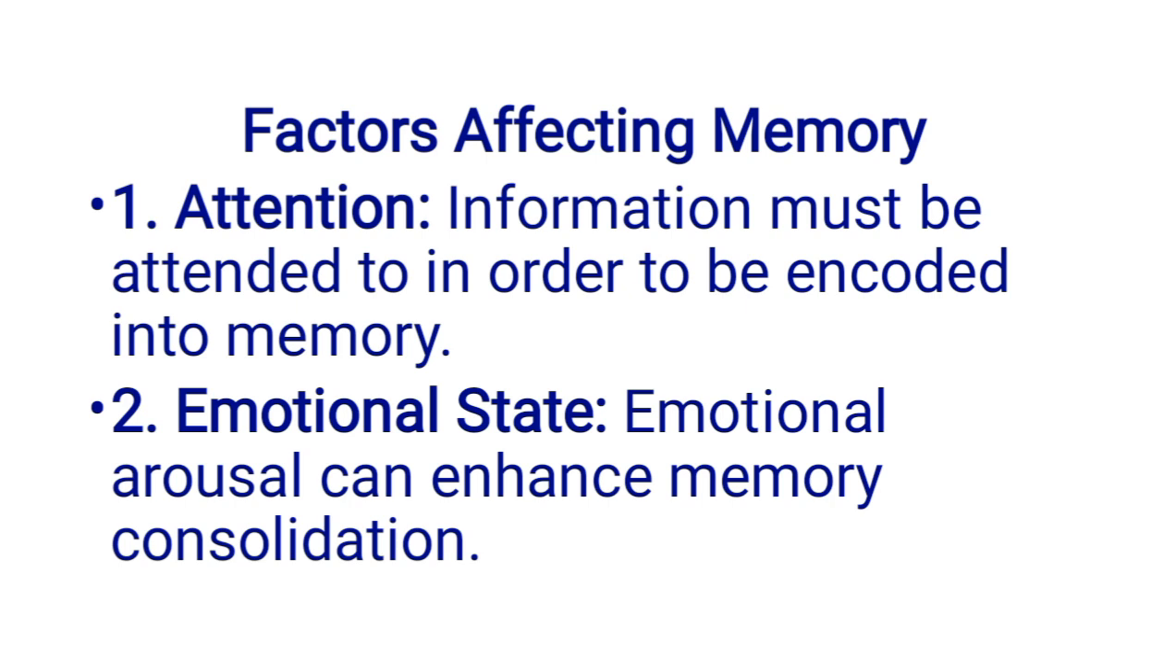There are factors that affect memory, and these factors affect your memory or your ability to remember things. Number one, it is attention. The way you are attentive to that thing will determine how the memory is going to be encoded. So information must be attended to in order to be encoded into memory. So you have to be attentive to something for that thing to be memorized. If you are memorizing the word, then there must be attention to it.